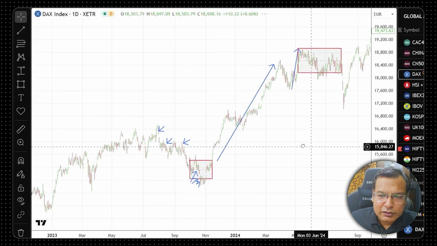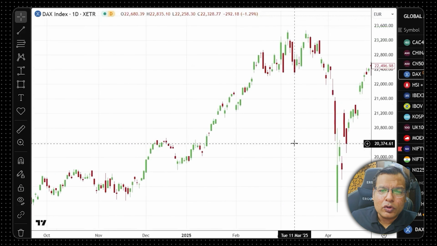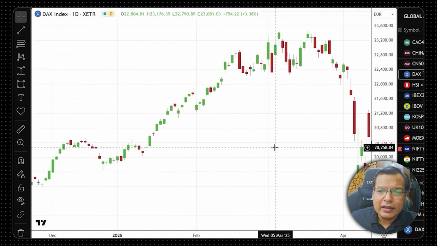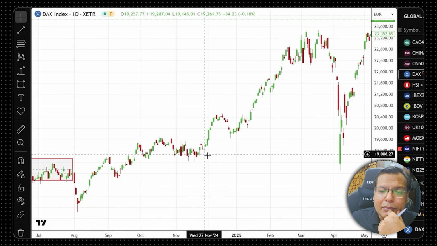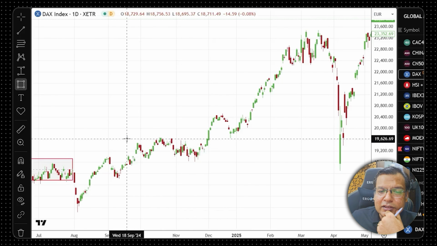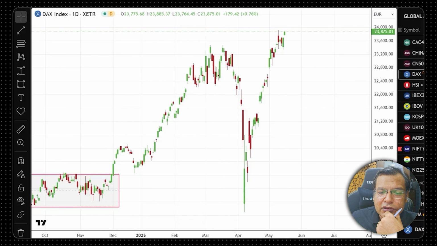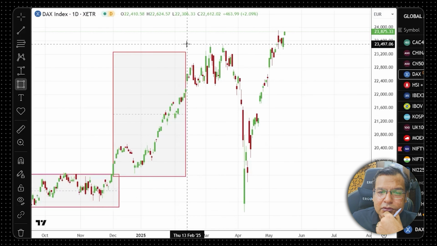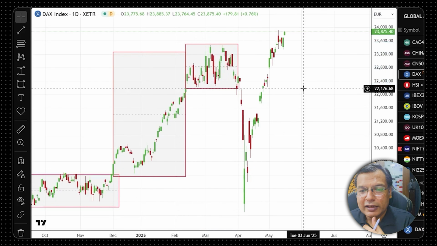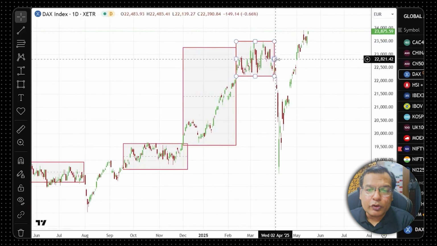Now, just do one thing. Just go on the charts, right, and start looking at these types of zones. Start marking these types of zones by yourself. This is an accumulation zone. This is a public participation zone. This is a distribution zone, right? Start marking this. This is a euphoria type of zone.